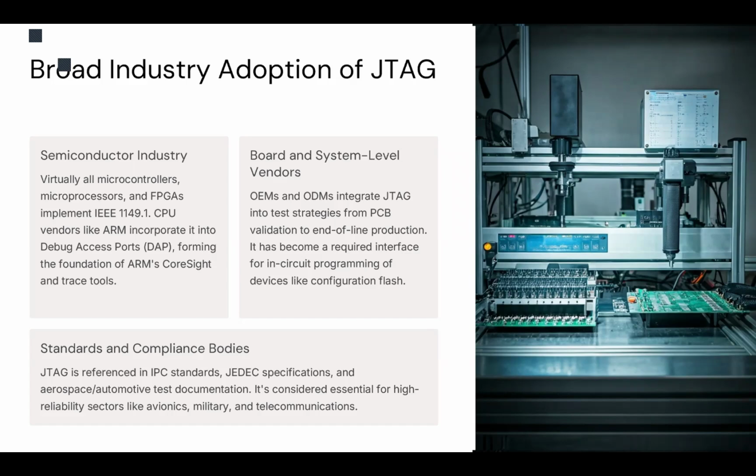Then we have board and system level vendors. It's not just the chip. JTAG has a broader application when we're talking about the board and system level. The original equipment manufacturers and original design manufacturers use and integrate JTAG in their board level validation and testing. That standard enabled them to have automated board level testing within the manufacturing line to verify the inter-chip connectivity. So if there are defects in assembly, they can detect them. That system level test can be reused across different manufacturing stages, from prototype validation to production line testing. So it is very useful for those vendors.